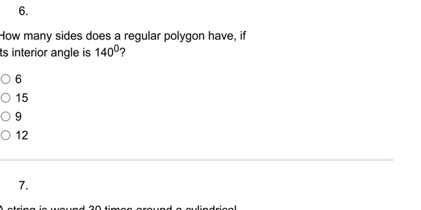Now question number 6, how many sides does a regular polygon have if its interior angle is 140 degrees?